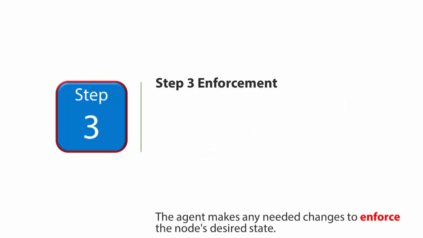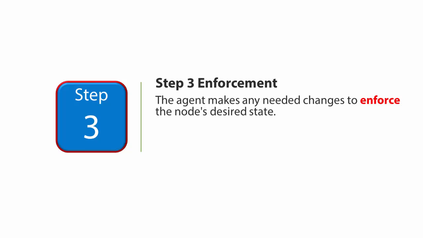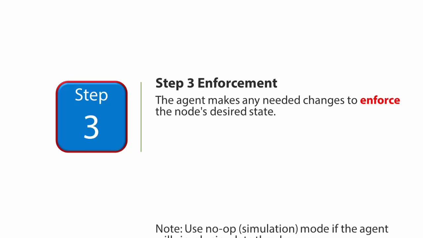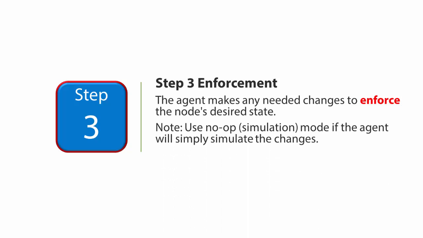Step 3, enforcement. If the agent receives this catalog, then the Puppet agent needs to make changes to enforce the desired state. Also, Puppet can test the catalog using simulation mode. If the Puppet agent uses this simulation mode, these changes will not be applied directly.